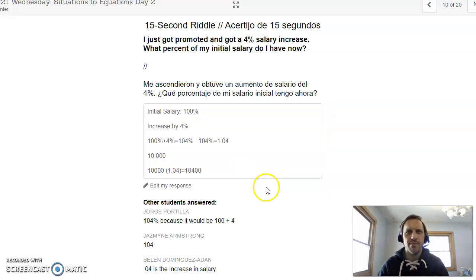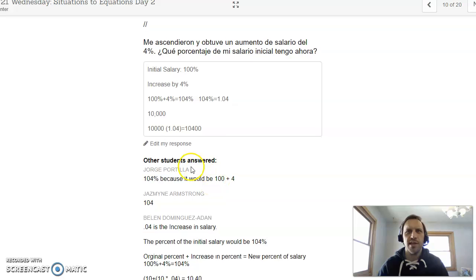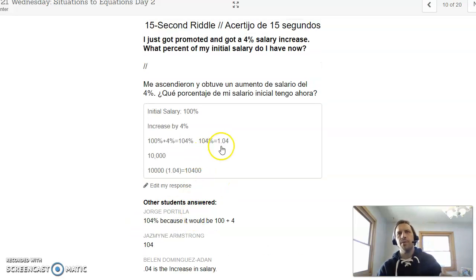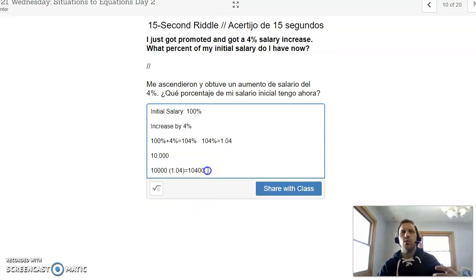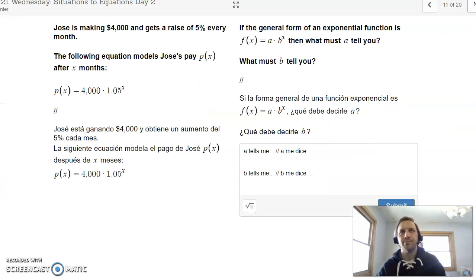Any questions on that? All right, so here's some other students' answers. Some other students like to put that it's 0.04, but again, that's not it. 0.04 is the decimal equivalent, right? So this 4% is 0.04, and that shows up there. All right, let's move on.